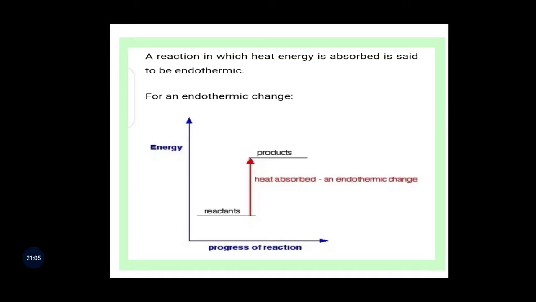Now, a reaction in which heat energy is absorbed is said to be endothermic. What we have here is the energy profile of an endothermic reaction. You can see now that the product is up while the reactant is below, which means that the value of the heat content of the product is higher than the value of the heat content of the reactant. So when you subtract the heat content of the reactant from the heat content of the product, what you will have will be positive. That is, your delta H will be positive.